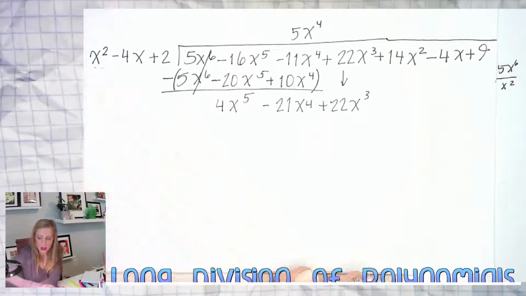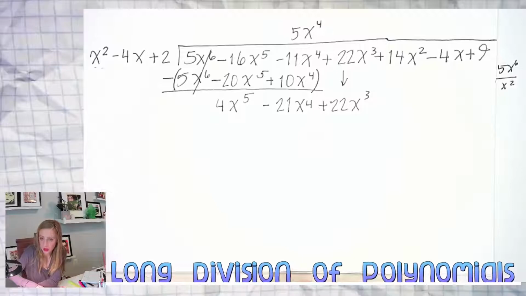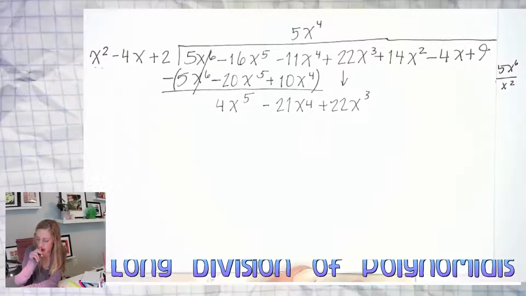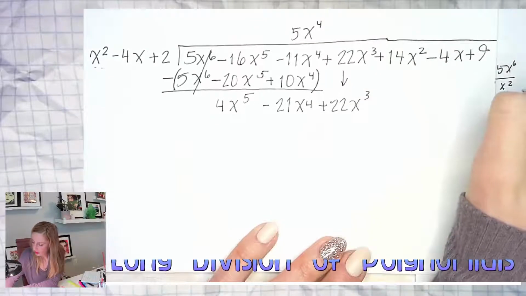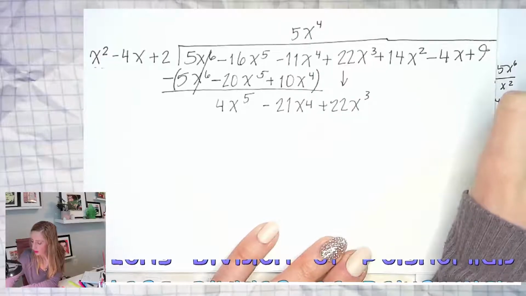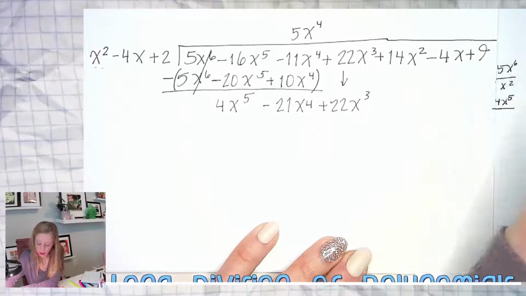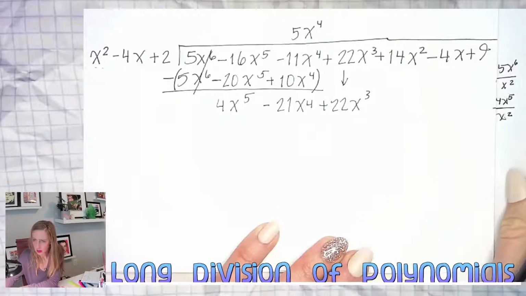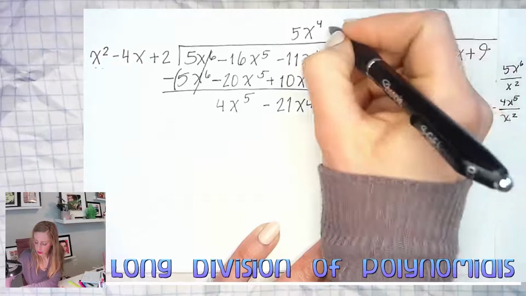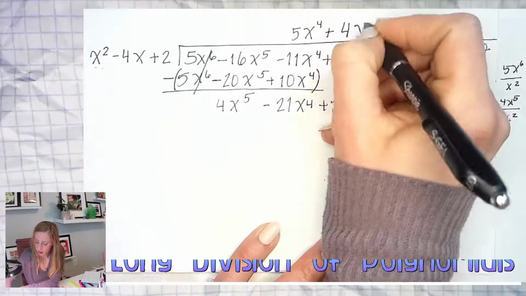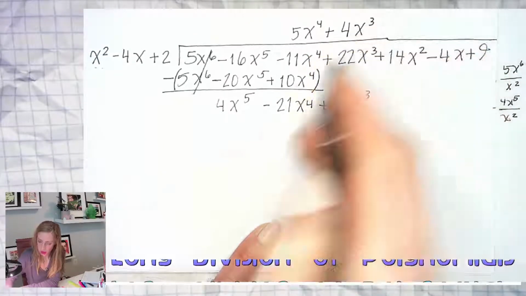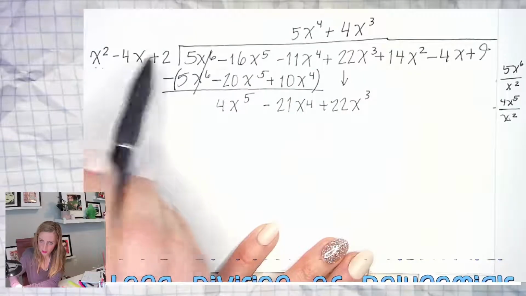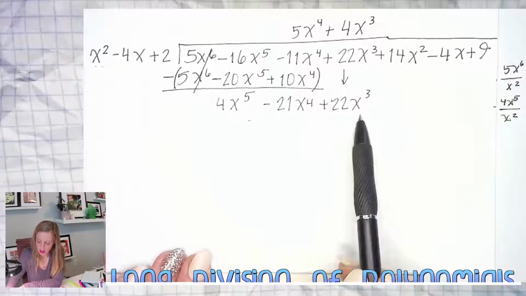We're going to divide the line leader on the inside by the line leader on the outside. So 4x to the 5th divided by x squared. And what do we get? We get 4x to the 3rd, and that goes right up here. Plus 4x to the 3rd. Then we take 4x to the 3rd, we multiply it over here, we take that answer and we write it underneath there.